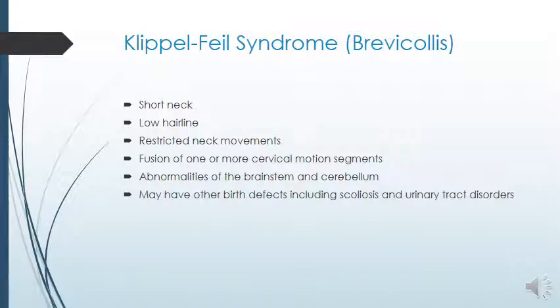Another disease that is associated with the bones is Klippel-Feil syndrome, or brevicollis, where the individual has a short neck, a low hairline, restricted neck movements, fusion of one or more cervical motion segments, abnormalities of the brainstem and cerebellum, and they may have other birth defects including scoliosis and urinary tract infections.